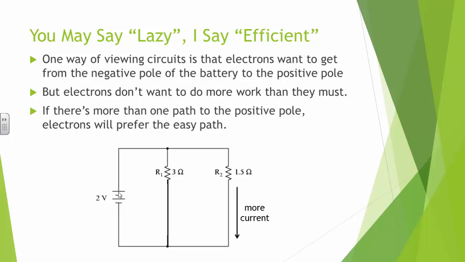In fact, it's a little more mathematical than that. But we can take this as our first pass on looking at our circuit. The current flows through the 1.5 ohm resistor. Well, there's more current through it than through the 3 ohm resistor.